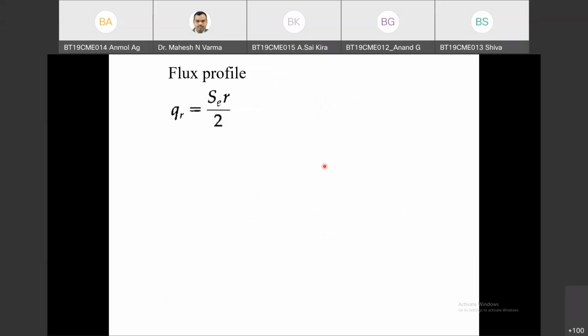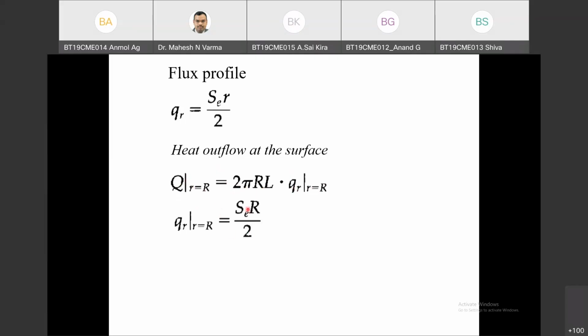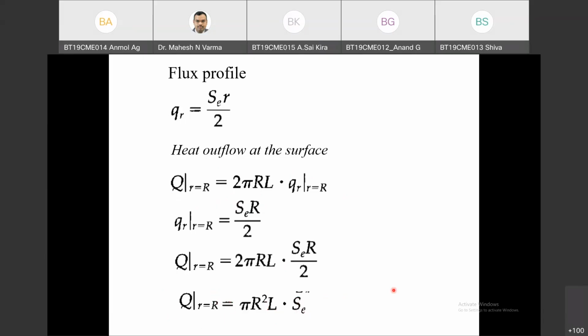So I can calculate the total heat flowing out from the wire. How to get that? I can get the flux at the surface. What will be the flux at the surface? Heat outflow at the surface will be the heat flux at the surface multiplied by the surface area. So this will be a rate, flux multiplied by area, at r equals R, and substituting this in the equation, I will get the rate equals pi R square L into SE. This will be the rate of heat flowing out from the wire.